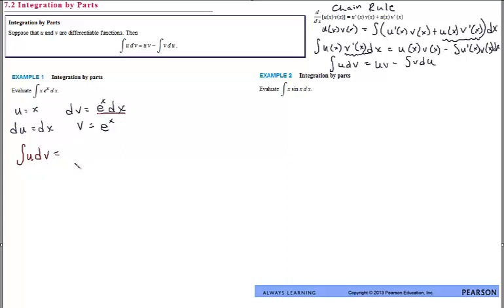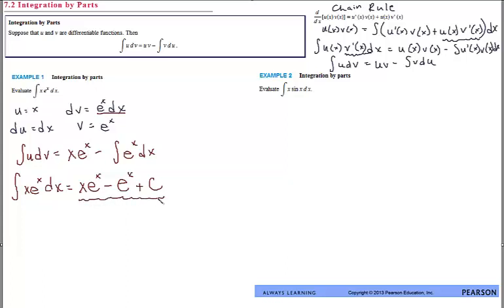It's going to equal u times v, so I go get u, that's an x, v is e to the x, minus the integral of v, that is e to the x, and then du, which is dx. And then I'm just going to solve that, which is pretty straightforward. Alright, so I have that one written down. Now if you were to take the derivative of this, you should get, and you will get, if you did everything correctly, what's sitting right here.